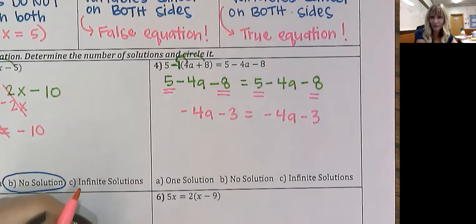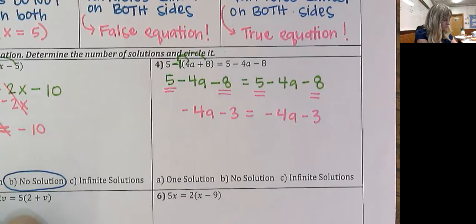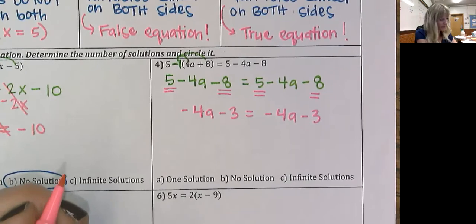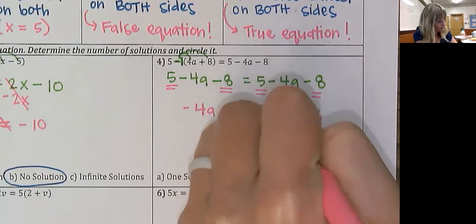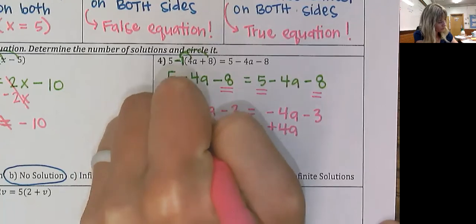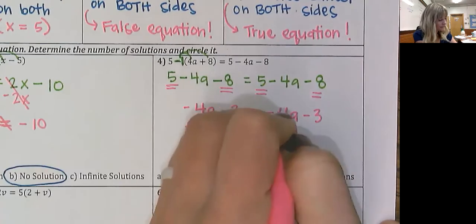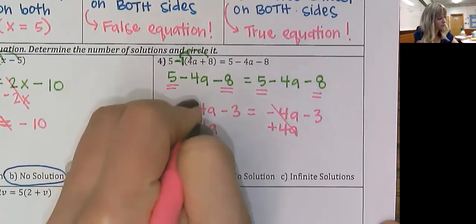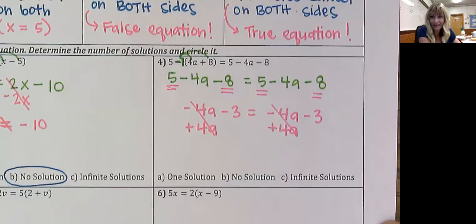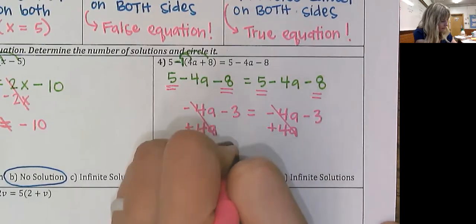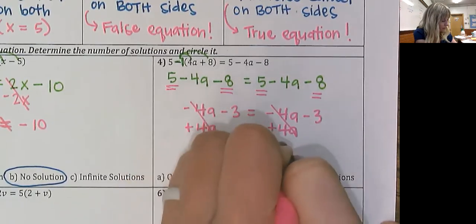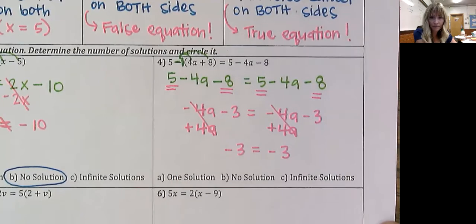What do you think this means about this particular equation? Well, watch what happens if you just start the algebra. Plus 4a plus 4a. Oh my goodness, I just canceled the variables on both sides. That's not a thing that's supposed to happen if I can just get a solution to this equation. But let's look at what's left this time. This time I have negative 3 equals negative 3.